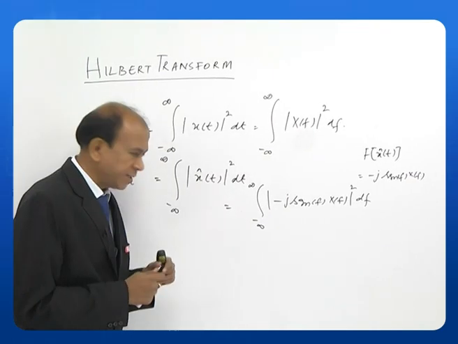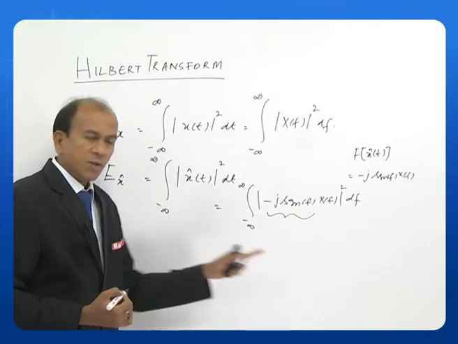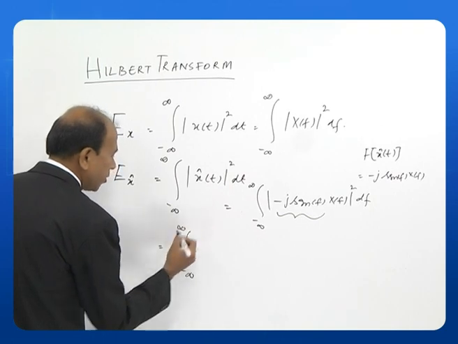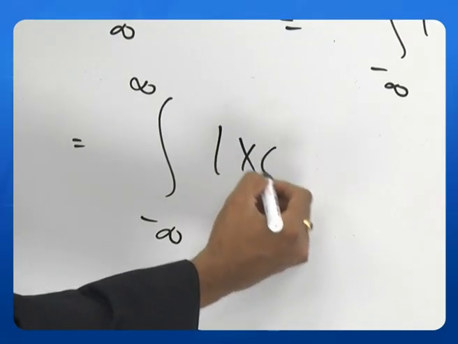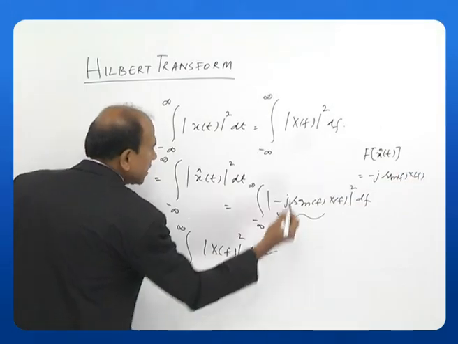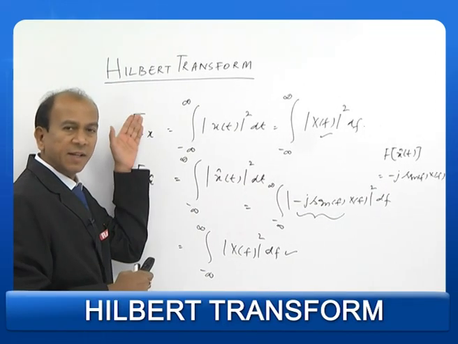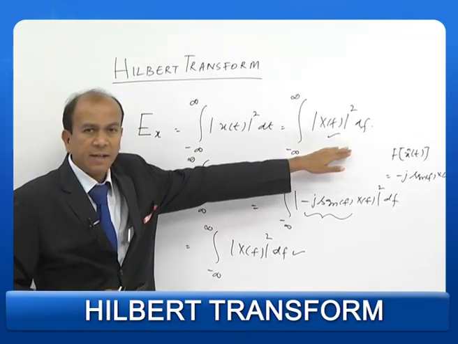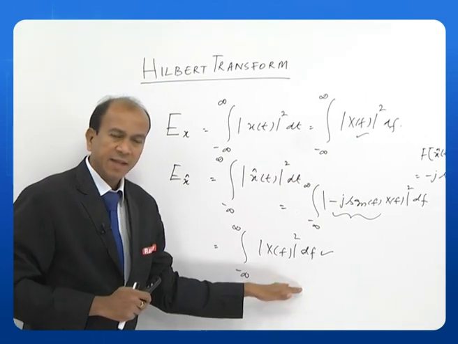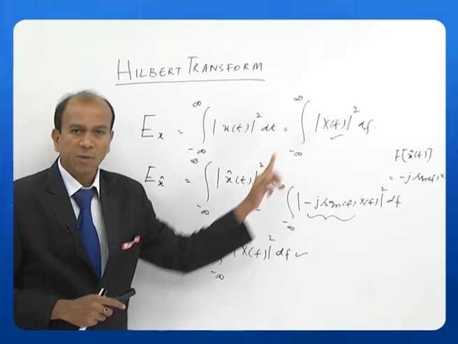Okay, if you look at this, the square of this is 1. So I will get an answer that is equal to the integral from minus infinity to plus infinity of |X(f)|² df. So this and this are the same. That means the energy content of a signal x(t) is this, and the energy content of the Hilbert transform of the signal is again this. That means the energy content is the same in both cases, thus the proof.